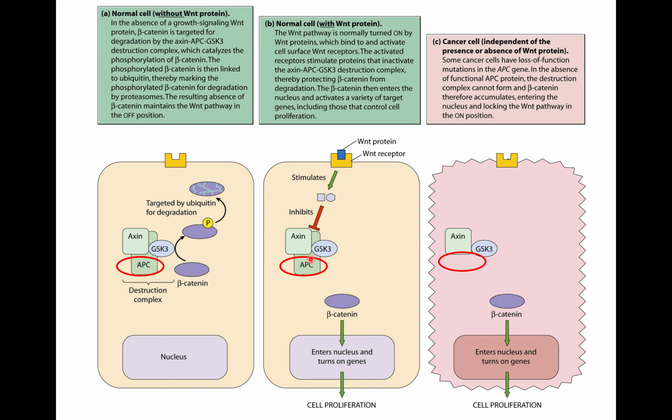And so what we're seeing in individuals that have APC mutations is that the destruction complex is not active, right? Whether or not you have Wnt signal, it doesn't matter, right? You have a cell like this where there is no Wnt signal, but because that destruction complex is no longer active, beta-catenin is just always free to go to the nucleus, and we're always going to get cell proliferation.